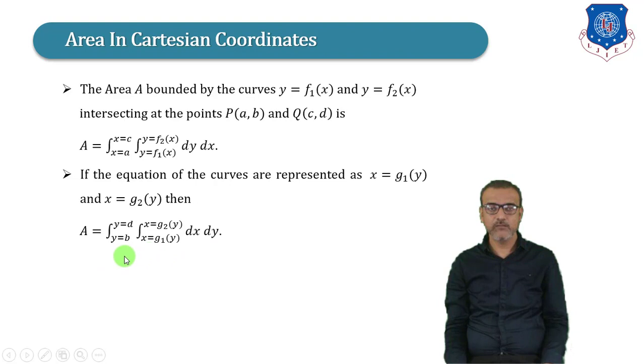So with the help of this formula, we will be in a position to find out the area bounded between two curves, x equals g1(y) and x equals g2(y), where the intersection points of these two curves are P(a, b) and Q(c, d).